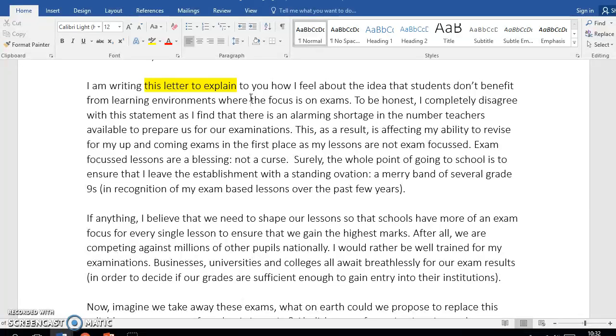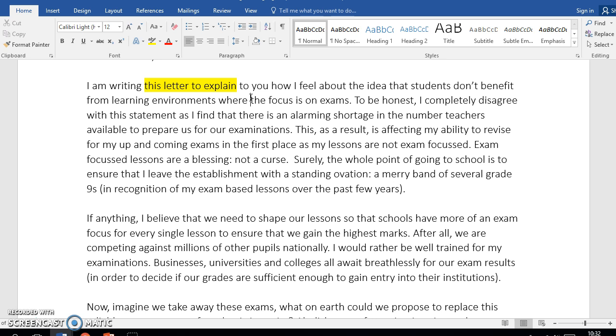But please make sure that you write in an explanatory way. Remember those 2 questions? When you're writing to explain, you need to answer, number 1, how something is done. Number 2, why something should be done or should not be done. Okay? So in this instance, we need to explain how we feel about the whole idea of abolishing exams and exam-focused lessons, and why we should keep or abolish them. Okay? Right, let's continue. To you, how I feel about the idea that students don't benefit from learning environments where the focus is on exams.